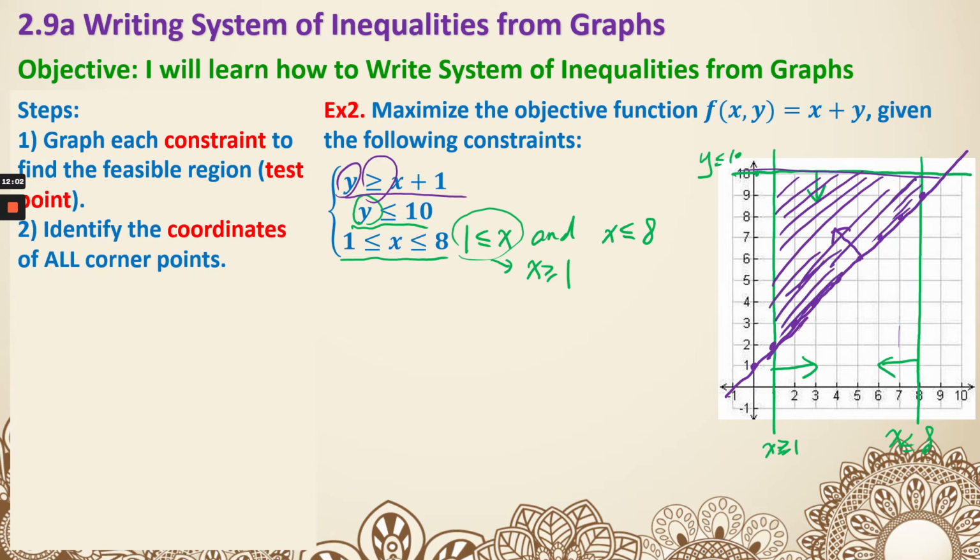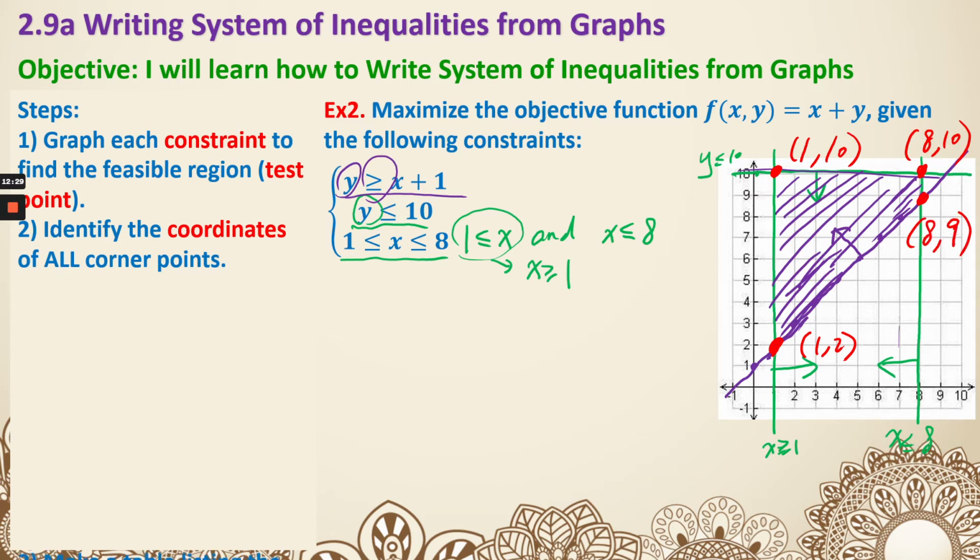And just to be very clear, when you identify the coordinates, we do actually have 2 coordinates right here. So in total, we have 4 coordinates at the shaded area. Let's see, that point is going to be 1, 2. That point is going to be 1, 10. That point is going to be 8, 10. And that point is going to be 8, 9.